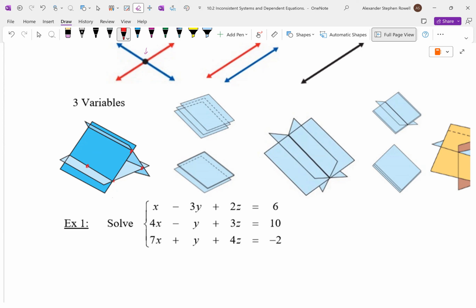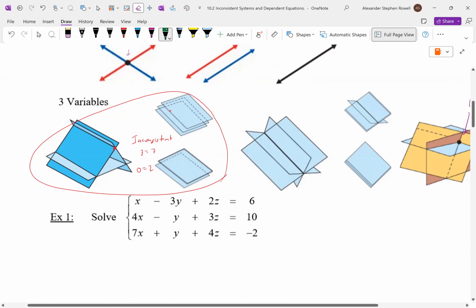If they're parallel, there's no point that's on all 3 planes. If 2 planes are the same and the third one is not, it's parallel to it, it's also inconsistent. So maybe I should write that these 3 are inconsistent. I'm not going to ask you to graph these. So instead, what you're going to do is combine them using the matrix operations, and you're going to get something at the end like 3 equals 7 or 0 equals, and you'll conclude it's an inconsistent system.